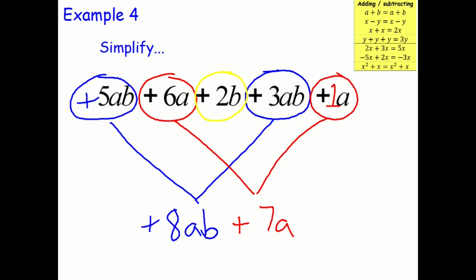And there's not much more I can do with this b. It's just going to stay there on its own as a positive 2b, because it's not like anything else, so I cannot simplify it any further. So that is my final answer, 8ab plus 7a plus 2b.